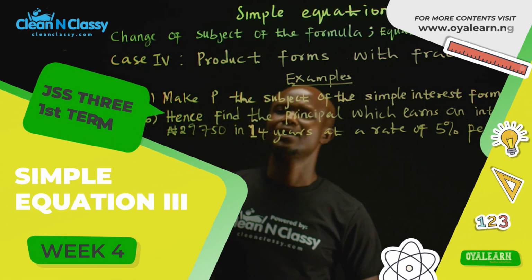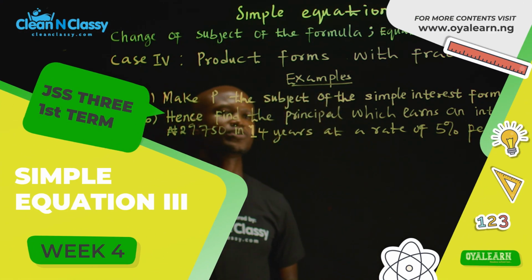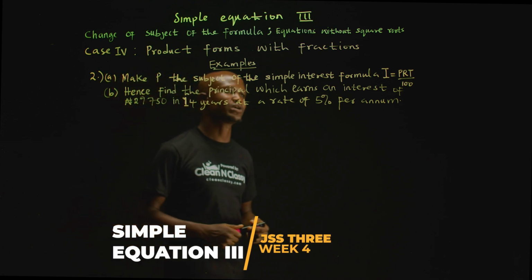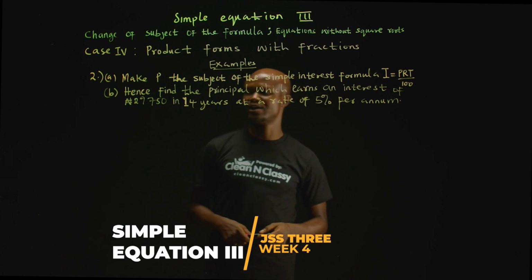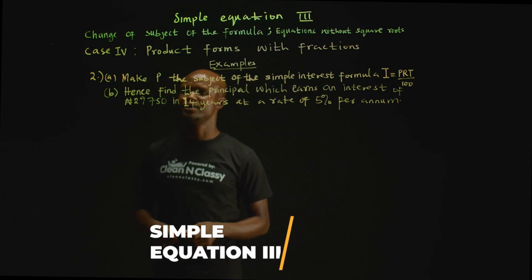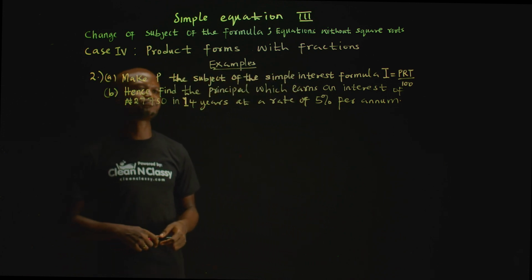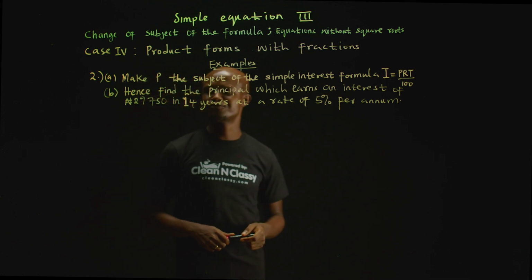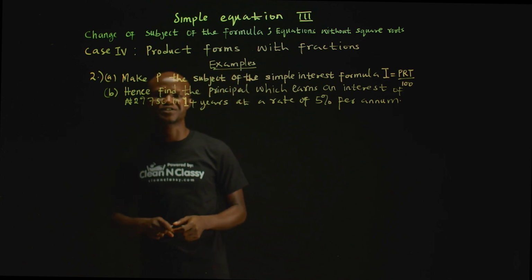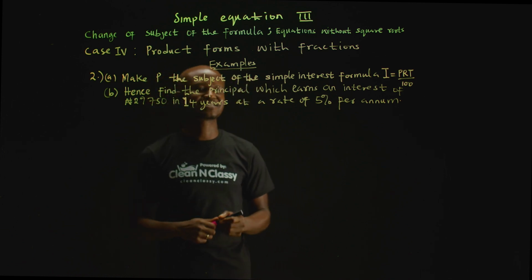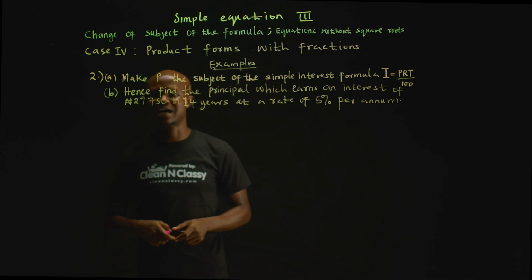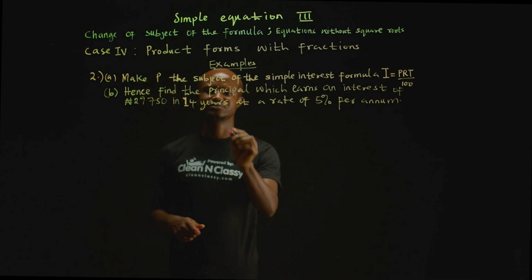Make P the subject of the simple interest formula. I equals PRT divided by 100. B. Hence, find the principal which earns an interest of 29,750 naira in 14 years at a rate of 5% per annum. Solution.